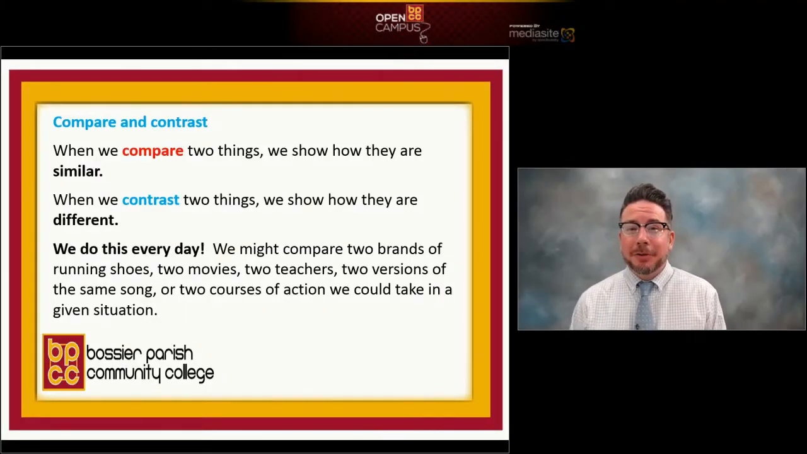Okay, we are still going through the different rhetorical modes. Now we are moving to compare and contrast. Now, when we compare two things, we are showing how they are similar. When we contrast two things, we are showing how they are different. And we do this every day.